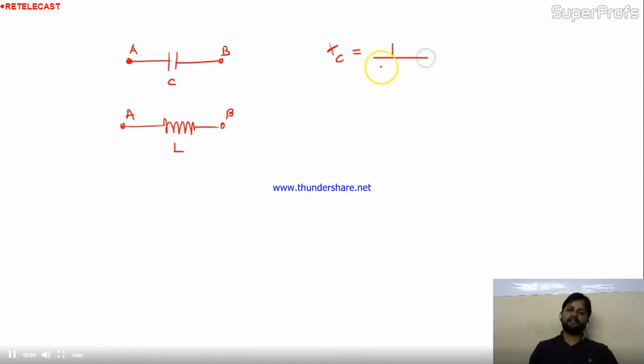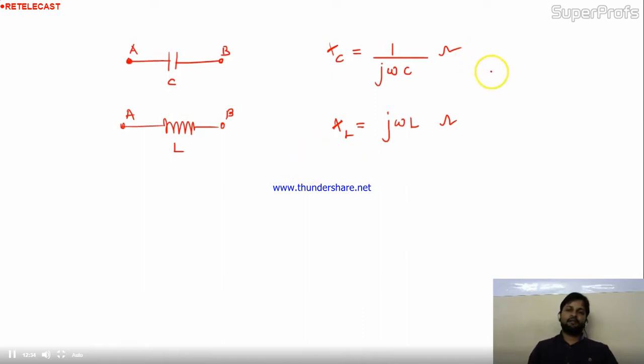And the value of Xc is nothing but 1 by j omega C. This is the frequency dependent component, we talked earlier about this also. So the capacitive reactance is 1 divided by j omega C. Now come to the inductive reactance, XL. This is nothing but j omega L. This is the reactance of the capacitor and this is the reactance of the inductor.